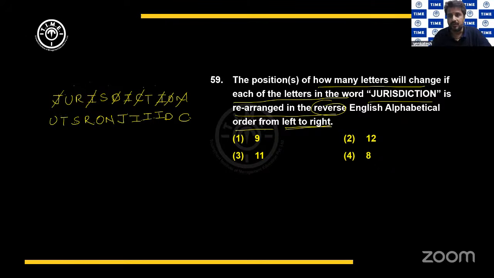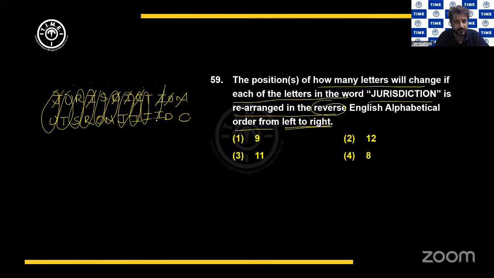Now, what is the question asked? How many letters will change their positions? Changed. Different. Same. I'm not going to consider this. Different. So basically, you can say that only one letter remains same. Rest all are changed their places. So what is the total number of letters? 1, 2, 3, 4, 5, 6, 7, 8, 9, 10, 11, 12. Out of 12, only one remained same. So remaining 11 are interchanging their places. So choice 3.